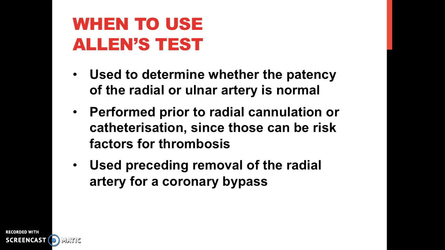When do you want to use Allen's test? It's used to determine whether the patency of the radial or ulnar artery is normal. So if you have a patient with cool, clammy hands and you want to determine whether or not it's another condition, you could just do this test quickly just to see how the blood's flowing through their hands. And then, as I mentioned earlier, it's performed after surgeries to make sure the blood flow is fine. It can also be performed prior to radial cannulation, since those patients can be at risk for thrombosis. So it can just be a test to make sure that they're not at a greater risk.